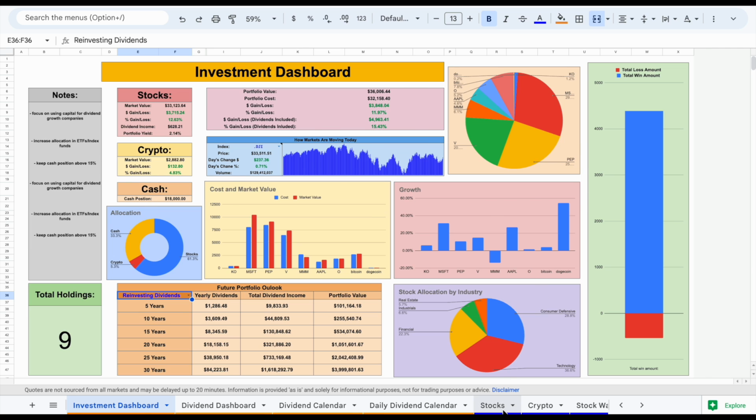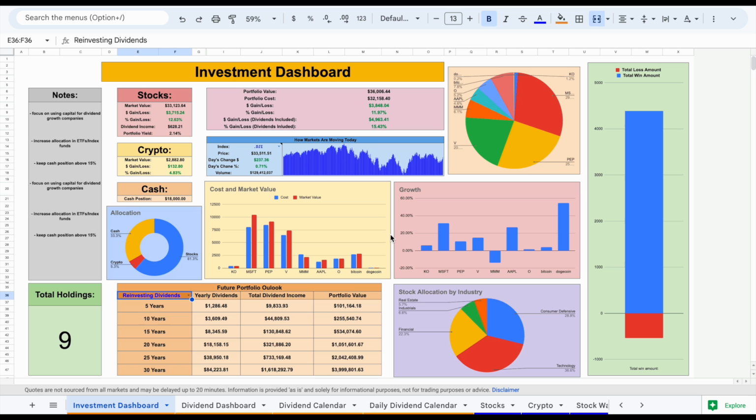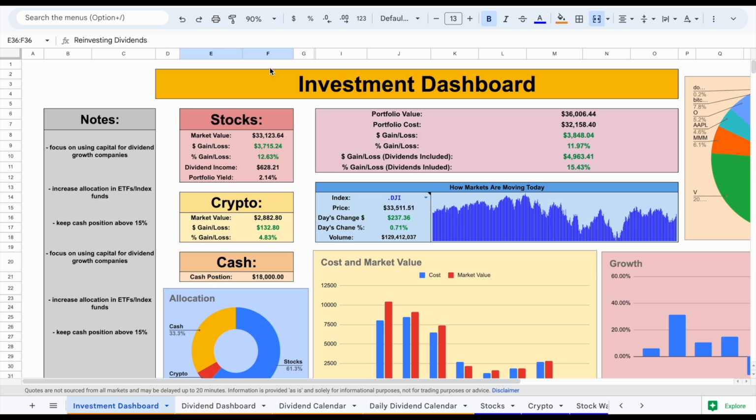And like you've already seen, we plugged in O and Apple right here, and that is reflected in our investment dashboard right here. We have a chart to see our allocation by each individual stock, a chart to see our allocation by each individual industry as well. We have our cost versus market value chart. We have our growth chart. We have our total win amount versus our total loss amount. We have our allocation chart. I'll zoom in a little bit more so you can see that.